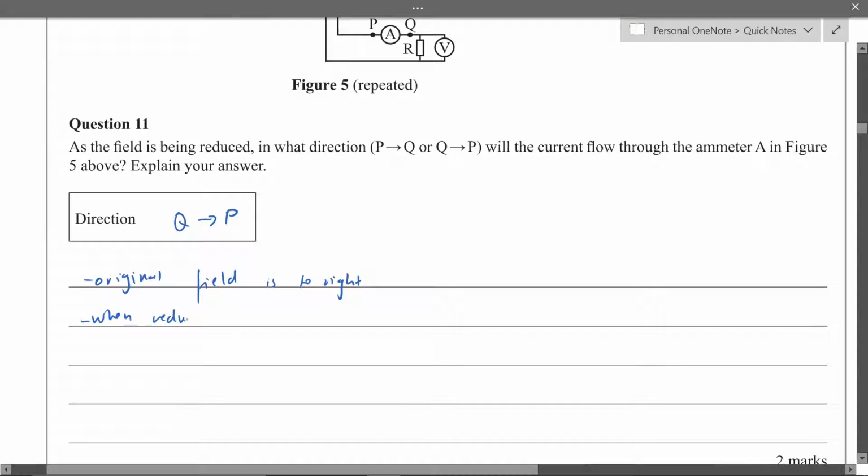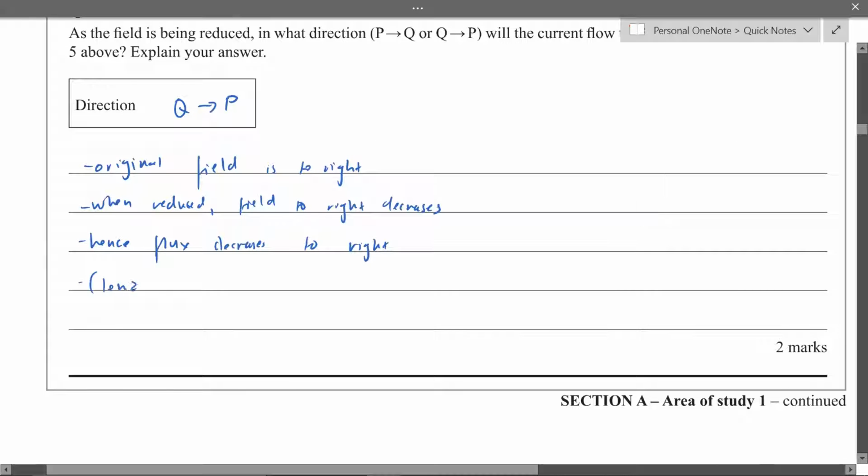So when it's reduced, the field to the right decreases, hence the flux decreases to the right. Then using Lenz's law to oppose the change in flux, the induced flux increases to the right.